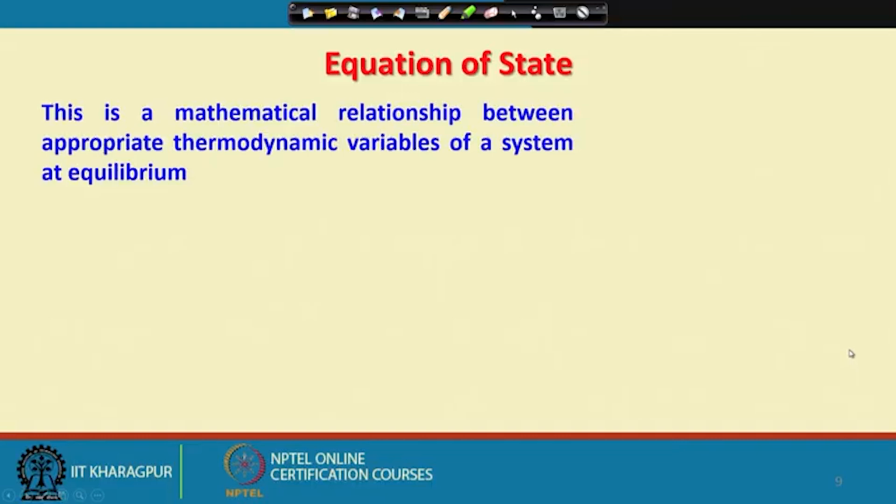And then we come across this very important concept of equation of state. So, what is the equation of state? This is a mathematical relationship between appropriate thermodynamic variables of a system at equilibrium. So, what I have here is something that is giving me interesting relationships.